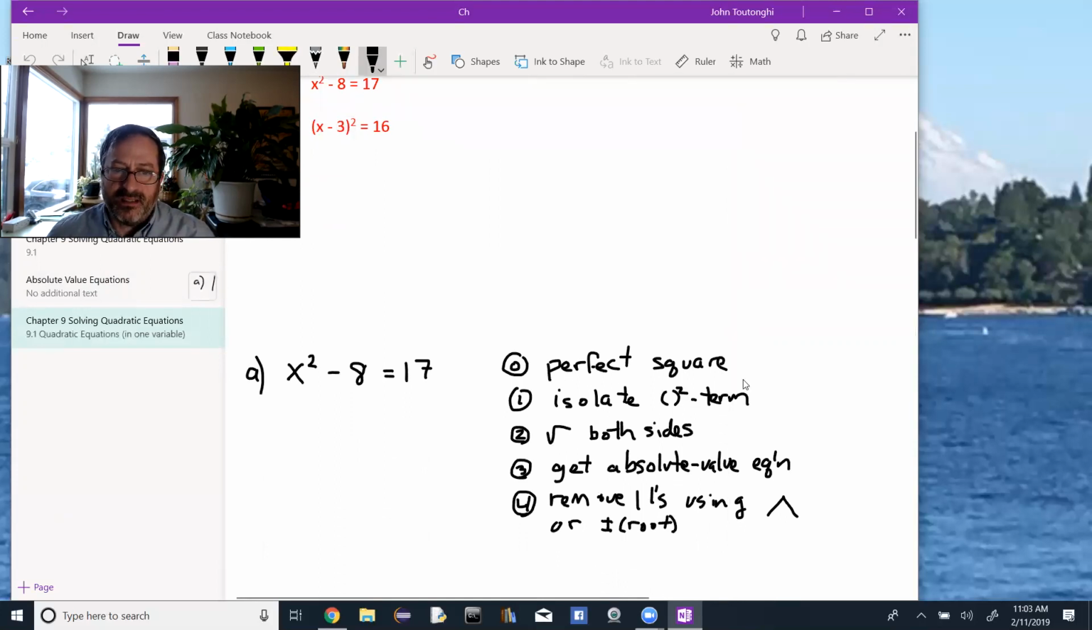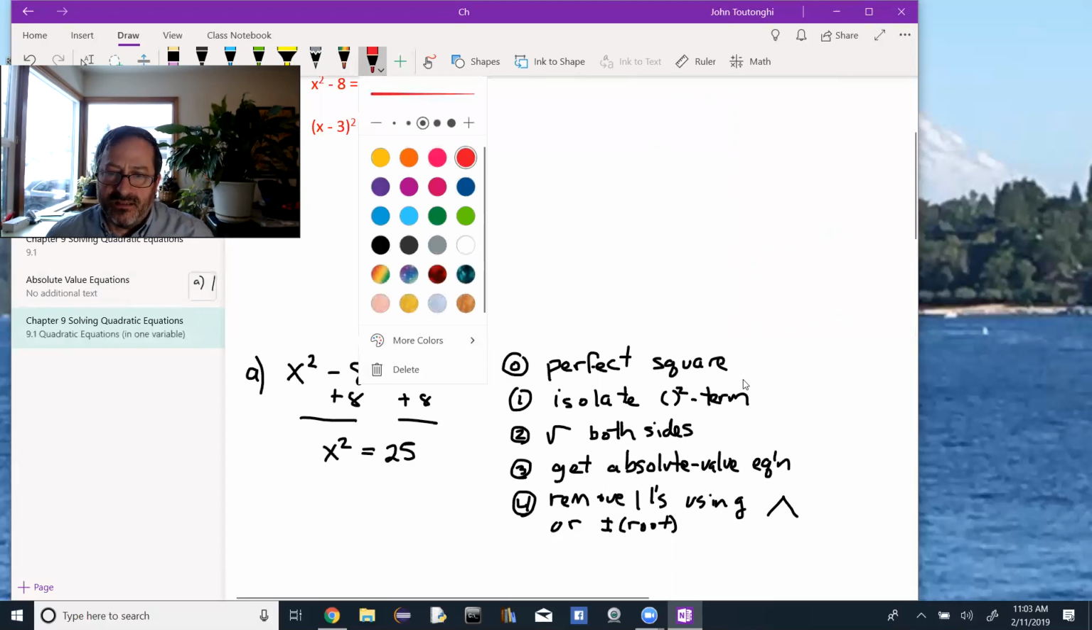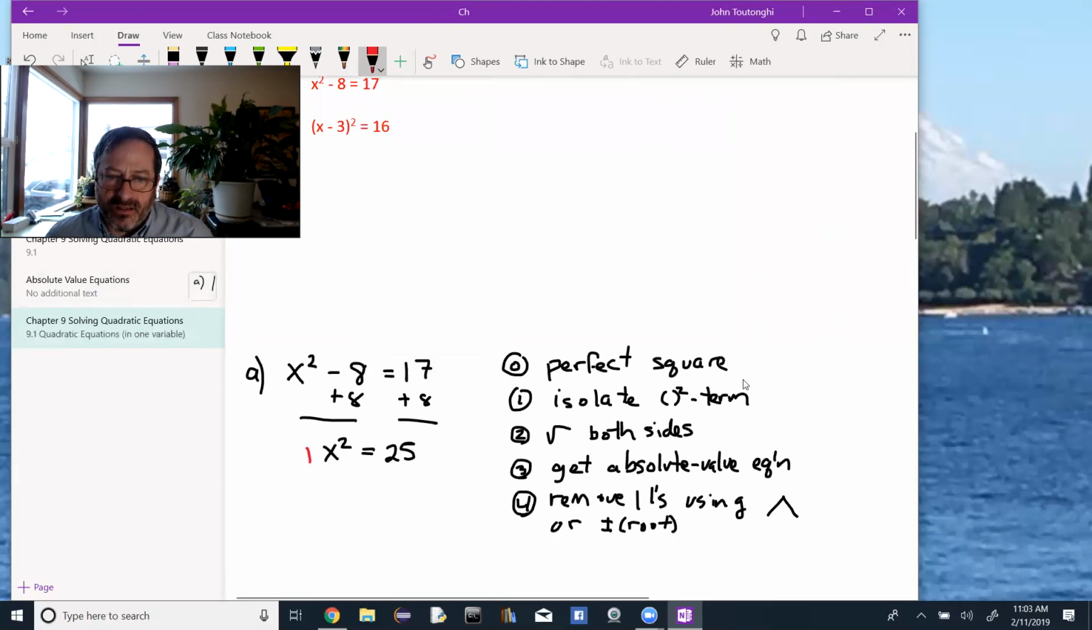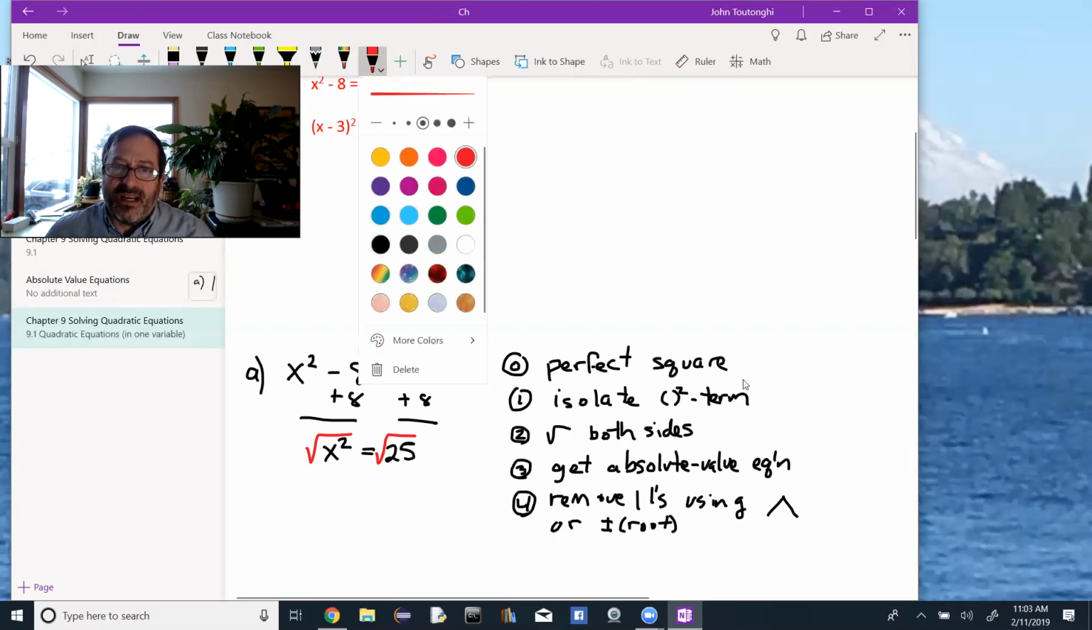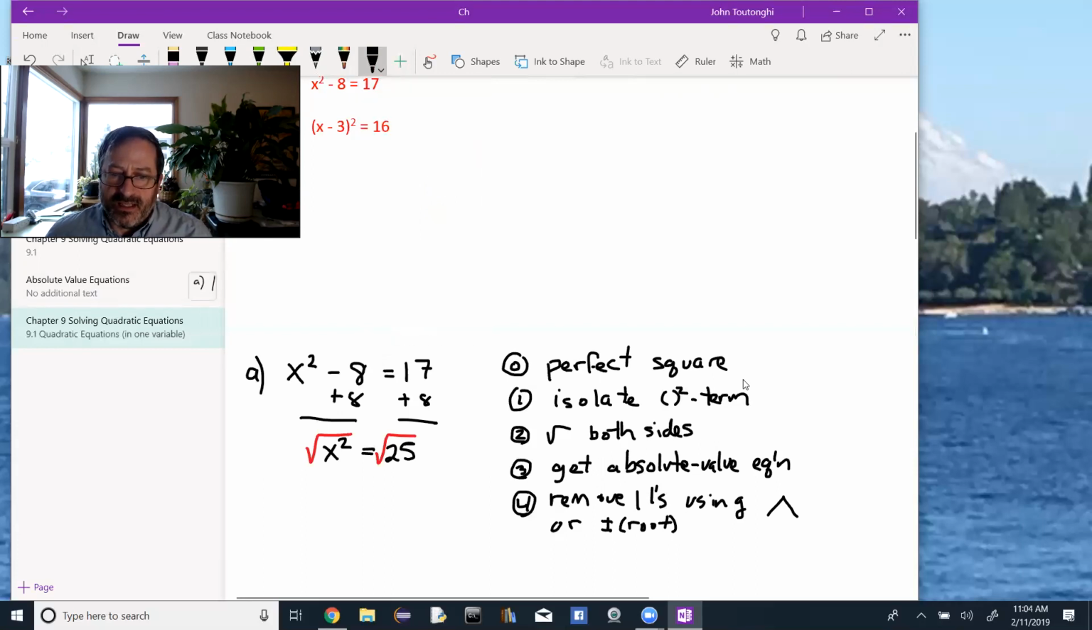So adding 8, we get x squared equals 25. So I isolate the squared term. Then I'm going to square root both sides of the equation. So that square root we were hoping is going to get rid of the square. On the right, I know what the square root of 25 is. That's 5.